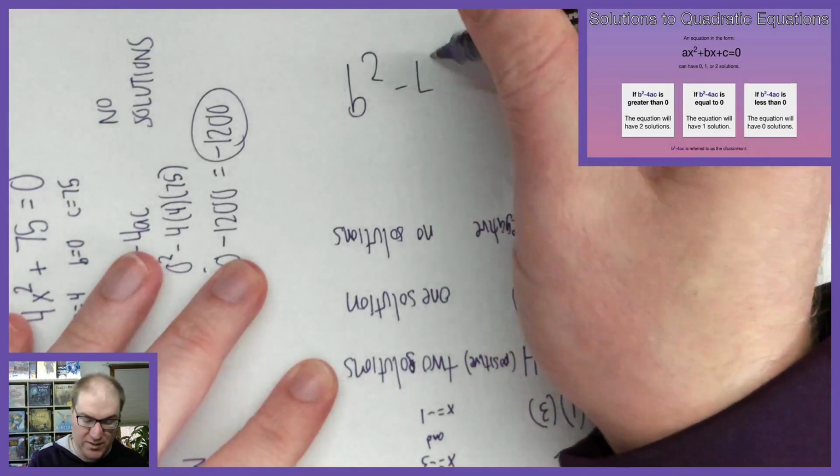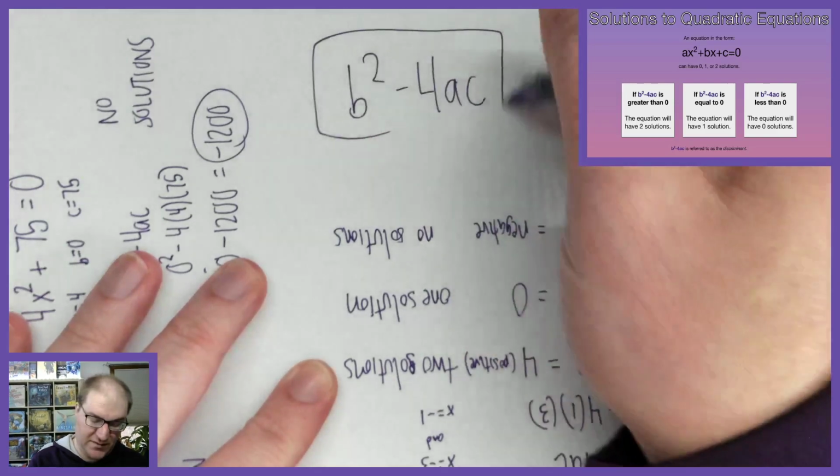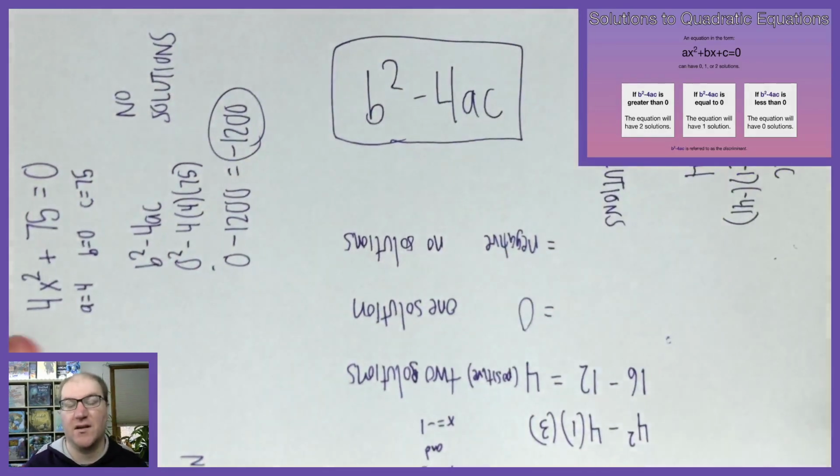Okay, so just to recap again, b squared minus 4ac. If this discriminant turns out to be positive, then your quadratic equation has 2 solutions. If it's equal to 0 exactly, then it will have 1 solution. And if it's less than 0, a negative number, then it will have no solutions. That's all. Thanks for watching.